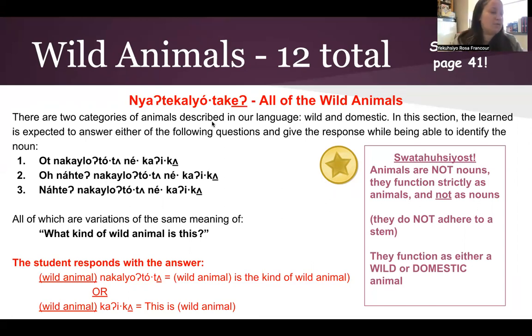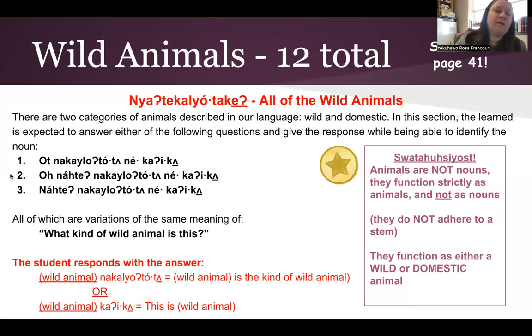So there are two categories of animals described in our language, wild and domestic. In this section, the learner is expected to answer either of the following questions and give a response while being able to identify the noun or the word. So they're animals. Are they kind of nouns? Yes, no, sometimes you will see some of them operate like that, but sometimes not. Generally I would say they're used by themselves, but I've seen a few instances where you can incorporate them and they have functioned like a noun. So I just call them words, animal words, terms. It's just easier to remember.